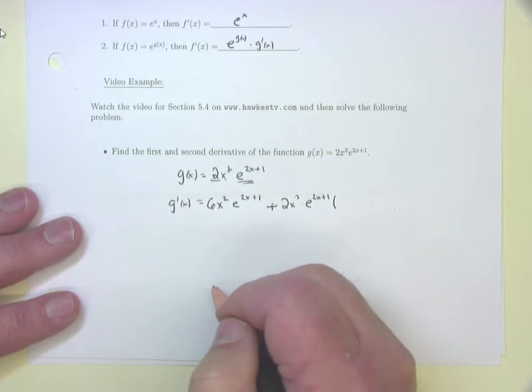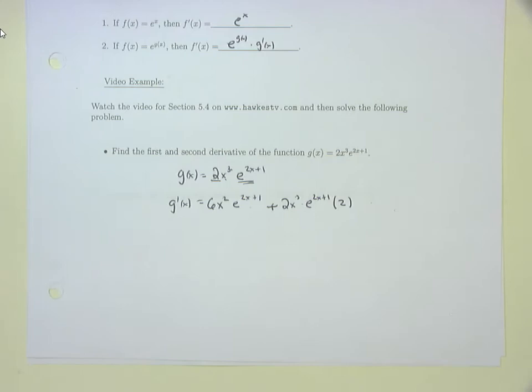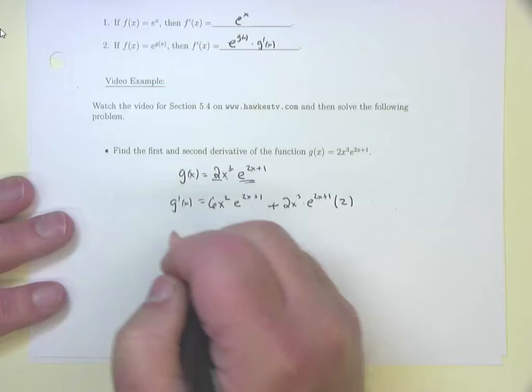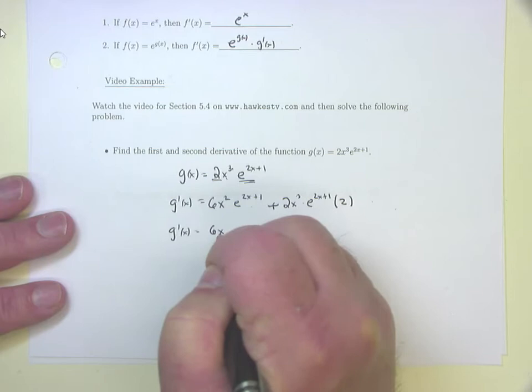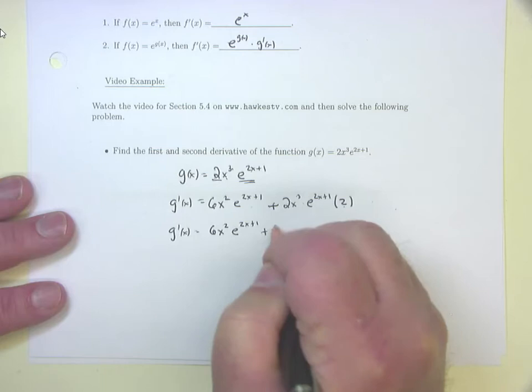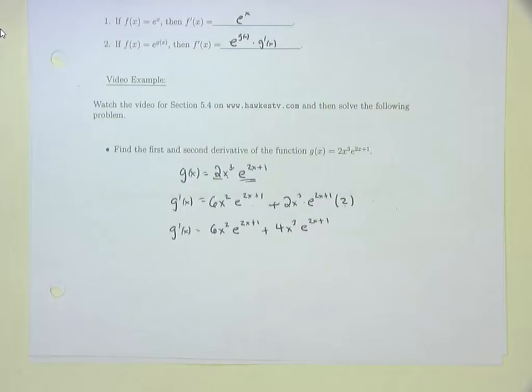But because they did ask for a second derivative, before you find the second derivative, you should clean up your first derivative. So g prime of x would be equal to 6x squared times e to the 2x plus 1. 2 times 2 is 4. That would be 4x cubed times e to the 2x plus 1. Does that make sense? This is your first derivative.